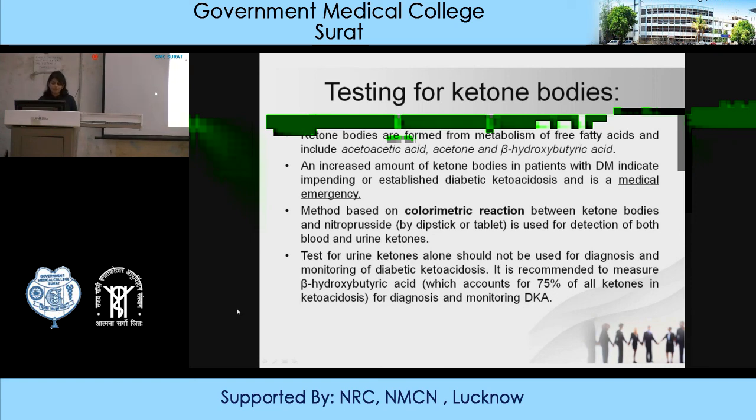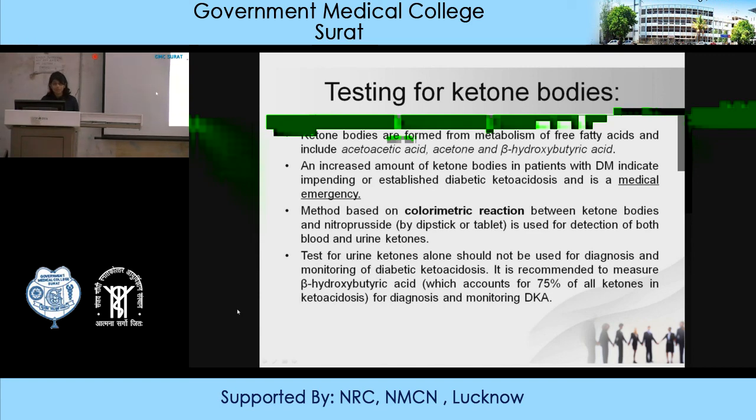The method is based on a colorimetric reaction. So here the principle for the test for detection of ketone bodies in blood or urine is a colorimetric reaction between ketone bodies and nitroprusside. Testing for urine ketones alone should not be used for diagnosis and monitoring of diabetic ketoacidosis. So it should be used in combination with other tests. It is recommended to measure beta hydroxybutyrate.